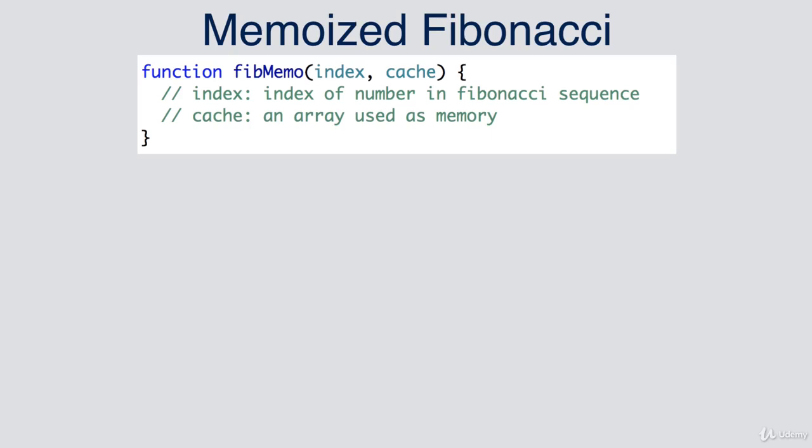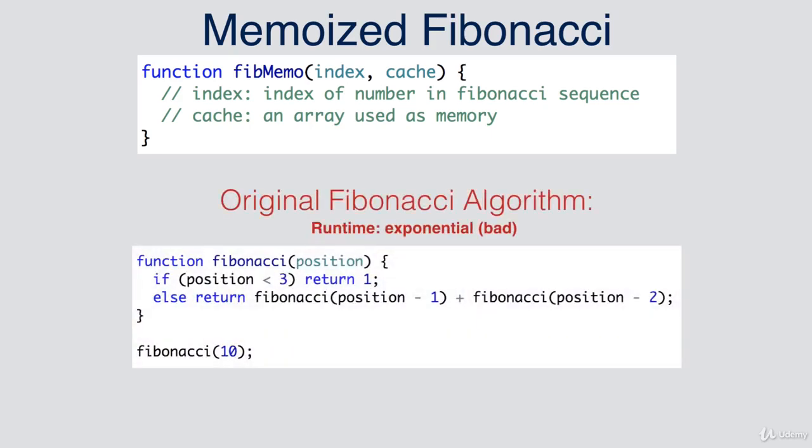If you remember our first Fibonacci algorithm, it took a very long time to calculate even small values of the Fibonacci sequence because it had a very bad runtime, which was exponential, or O of 2 to the n. That was because every time our Fibonacci function was called, it would recursively calculate every number in the Fibonacci sequence up to the index that we had entered.